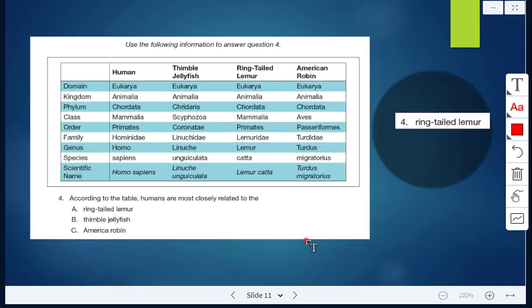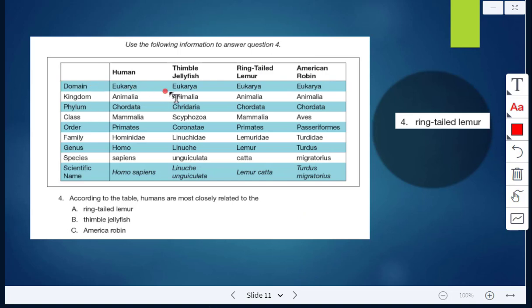All right, question 4. So again, ignore the answer. We'll go through the question first. We have a chart here going domain, kingdom, phylum, class, order, family, genus, species, and then our scientific name. So according to the table, humans are most closely related to the... and then we have to come up with our answer. Human is here, and we're just going to go through and see which organism we are most closely related to. Is it the thimble jellyfish, the ring-tailed lemur, or the American robin?